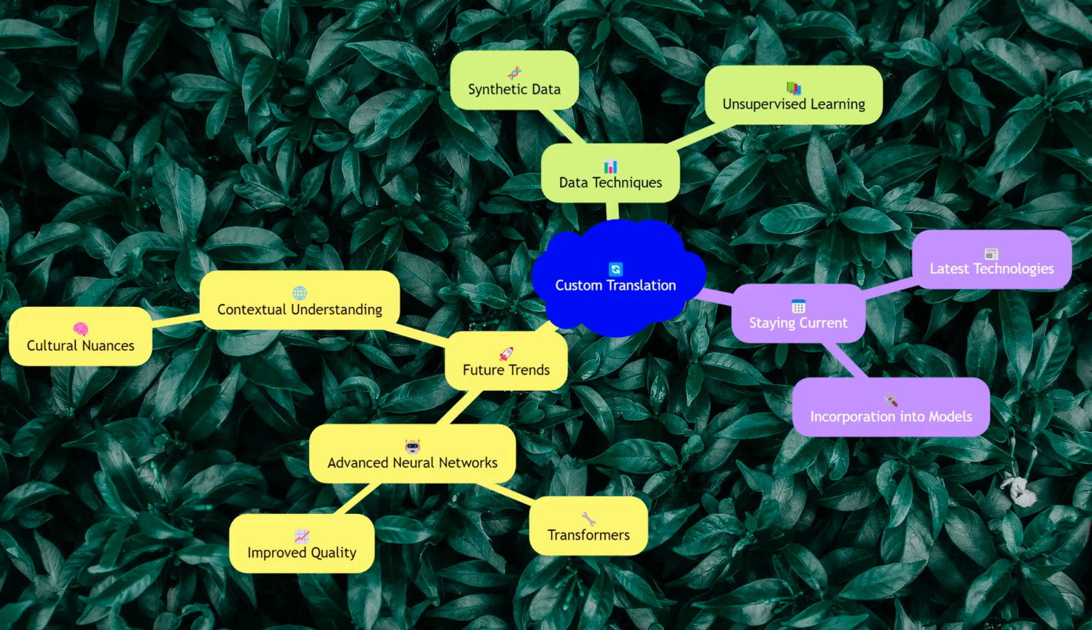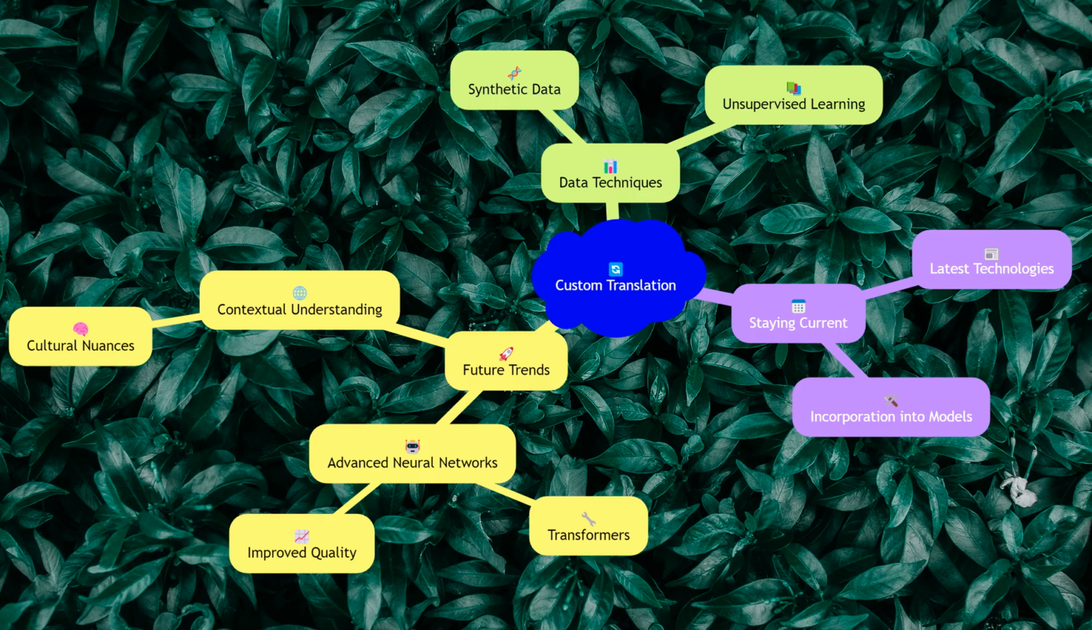The field of custom translation is continuously evolving, with new technologies and methodologies emerging regularly. Future trends include the use of advanced neural network architectures, such as transformers, which offer improved translation quality and efficiency. Additionally, the integration of contextual understanding and cultural nuances into translation models is becoming increasingly important. The use of synthetic data and unsupervised learning techniques can also help overcome data scarcity challenges. By staying abreast of these trends and incorporating them into your custom translation efforts, you can ensure your models remain cutting-edge and effective.